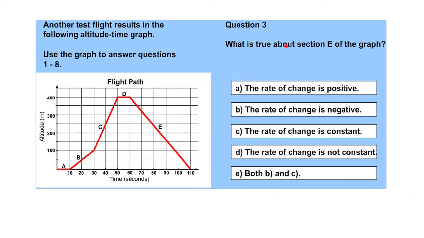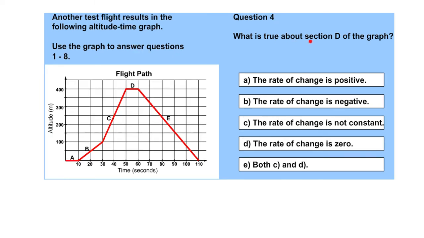Same graph. What is true about section E of the graph? The rate of change is positive? Nope. The rate of change is negative? Yes. The rate of change is constant? Well, it's a straight line, so yes. The rate of change is not constant? No, because it's a straight line. So both B and C are true about section E.